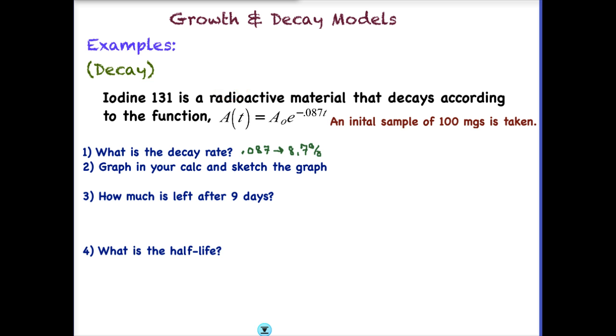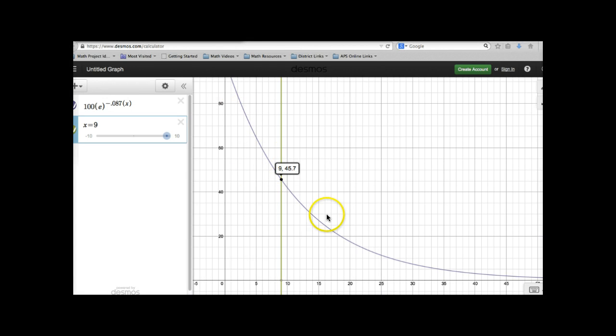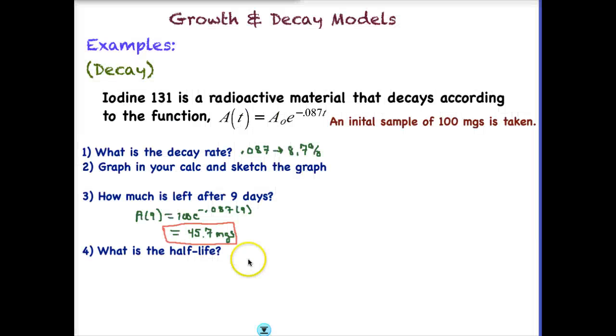Now let's graph this in our calculator and sketch the graph, and then we'll determine how much is left after 9 days. Here's what it looks like graphically, and you can see that it's clearly a decay model. In order to figure out how much is left after 9 days, I could have just traced this graph with my calculator, but you can see that it's hard to get an exact value. So what we've done instead is I've graphed the vertical line x equals 9 and found the point of intersection. So I know that 45.7 is going to be my solution.